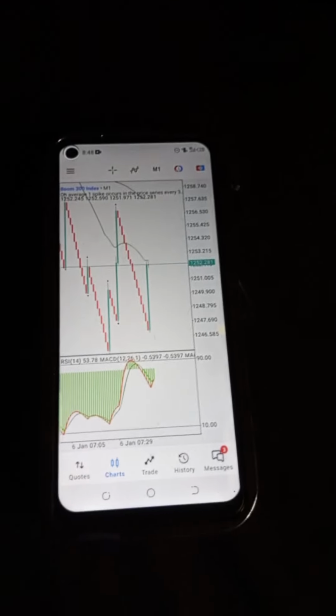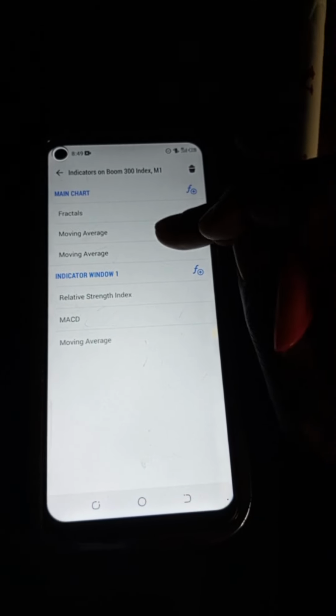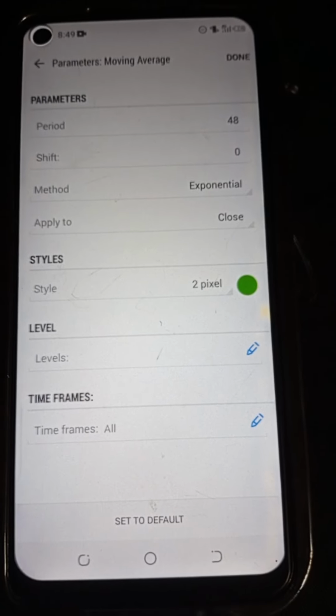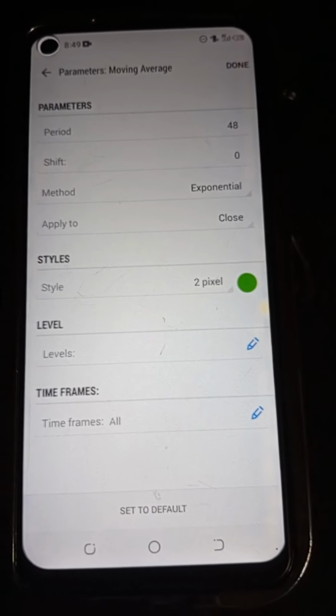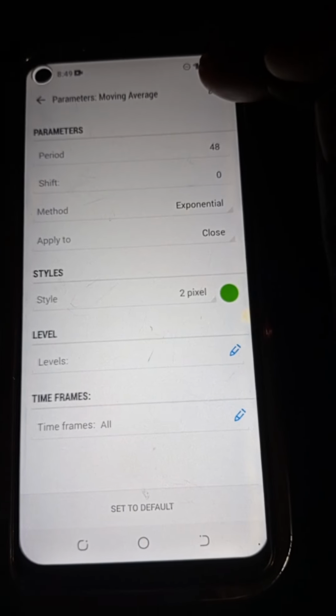So guys, let me show you guys the indicators I used in this strategy. So let's check. You know our sign here. You can see the sign here. You click it. You will move. Guys, we didn't use this fractal. It's default settings, guys. So here is our first moving average on our main chart. We use 48 exponential close. Style 2 pixel. Apply any color of your choice, guys. You click your done here.